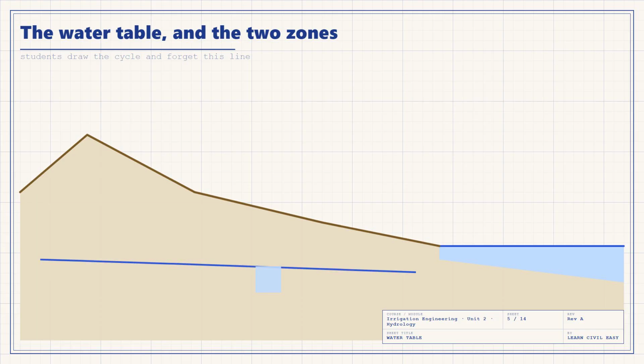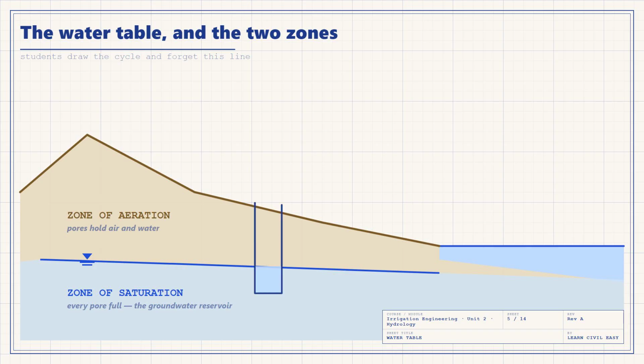Before we leave the diagram, three words from it that carry marks. This dashed line is the water table. It is the upper surface of the saturated ground, and the simplest way to think of it is this: sink a well anywhere here, and the water will stand at exactly this level. Above the water table, the soil pores hold both air and water. That region is called the zone of aeration. Below it, every pore is completely full of water. That is the zone of saturation, and it is the groundwater reservoir. Students very often draw the cycle and forget the water table. Do not, it is usually worth a mark on its own.